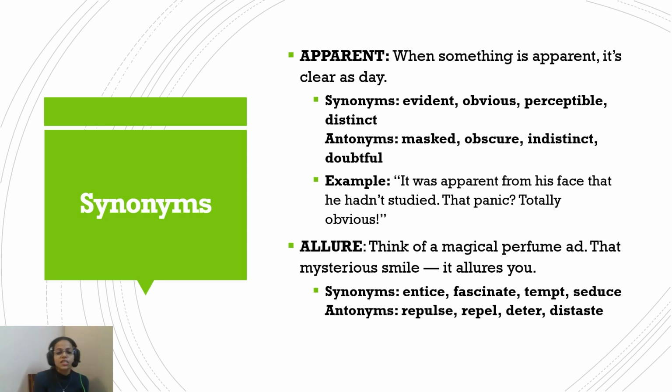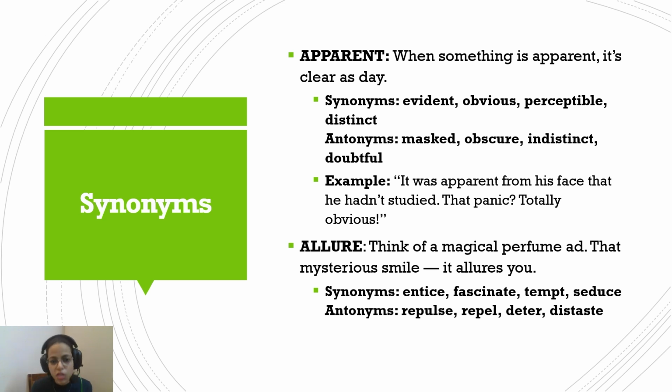Okay. So let's start with the first word, that is apparent. When something is apparent, it's clear. So is it apparent from my face that I am tired? No, I am not. I've had a mug full of coffee. So is it evident? Is it obvious? Is it perceptible? These are the synonyms for the word apparent: evident, obvious, perceptible, distinct.